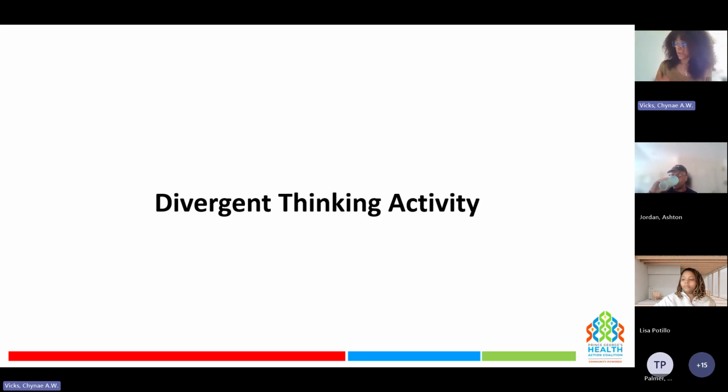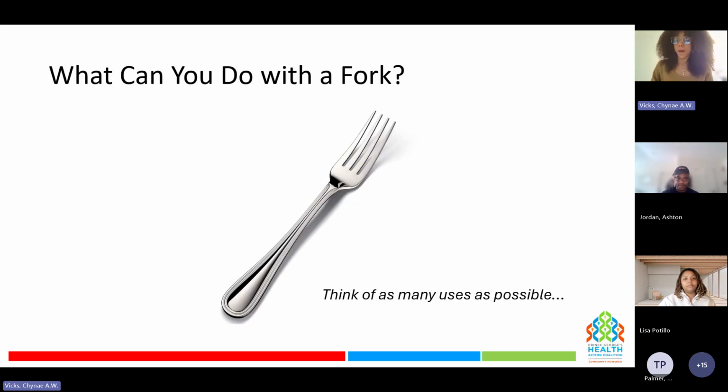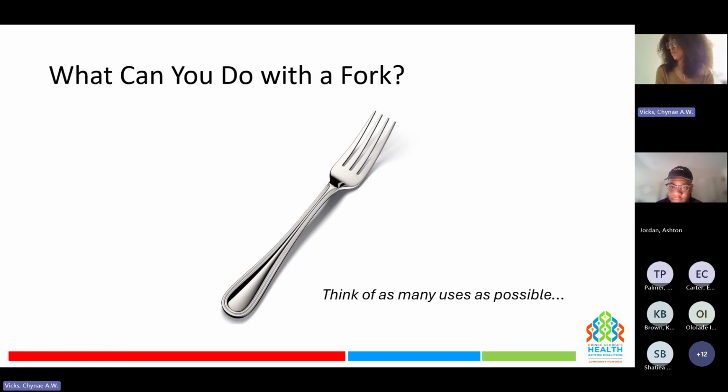So I want to start with something very simple, and I want to give credit to Caitlin, our co-chair, for this idea. But we're posing the question, what are all the possible uses for this fork? So when you see a fork, think of all the different uses that you can use the fork for. And you can write in the chat, you can unmute yourself to speak out loud, and it's okay to start with the obvious. But what are all the different things that you can do with this fork?